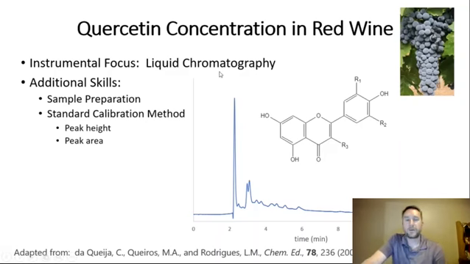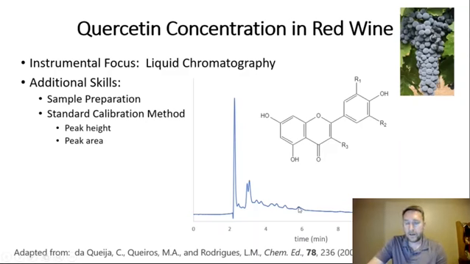So they were doing liquid chromatography, and they had to isolate the quercetin from the red wine samples and then inject them into the HPLC. In this particular case, they did a standard calibration method, so they had to create their quercetin standards, inject each one, measure the response, and then plot a standard curve. But I had them do it this way because this was an opportunity for them to do calibration based on peak height as well as peak area, which are two common approaches that we employ in chromatography.